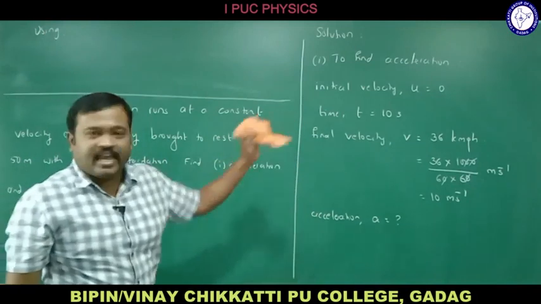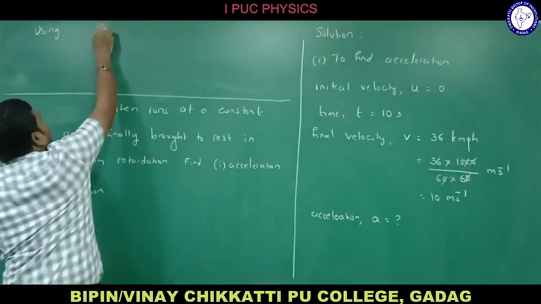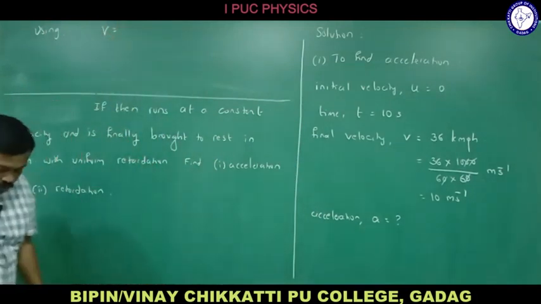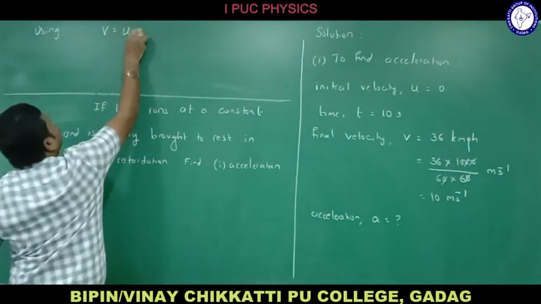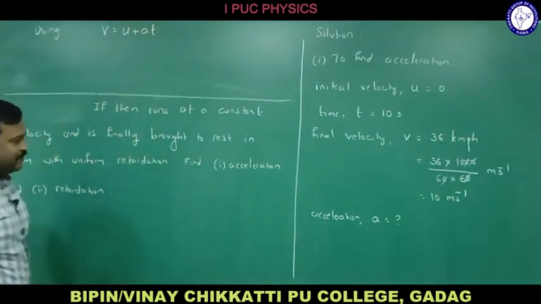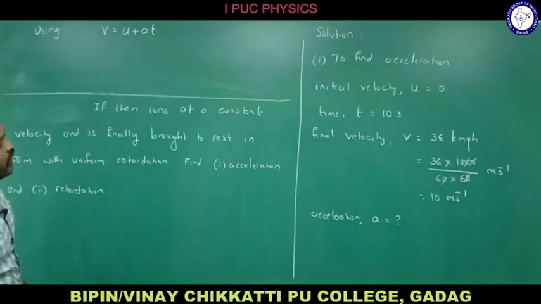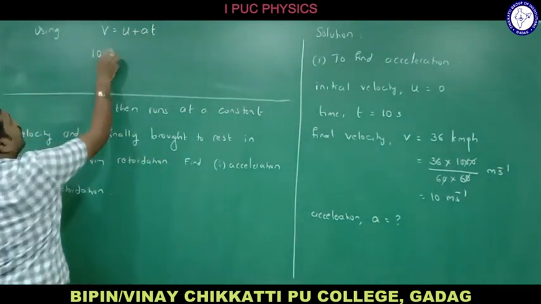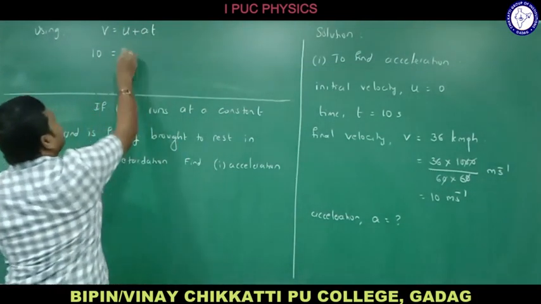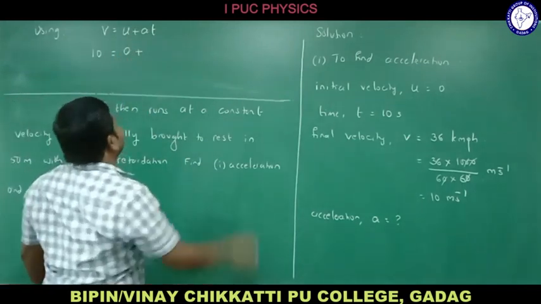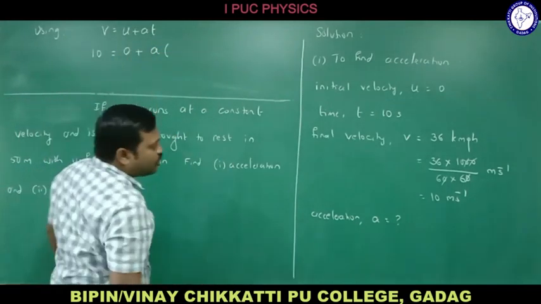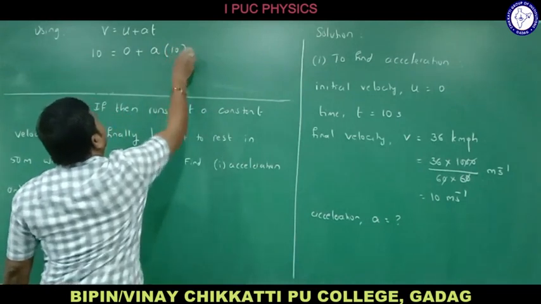Yes. Time is given, so you can use V is equal to U plus AT, right? Okay. Now, what is V? Final velocity 10, right? What is initial velocity? It is 0. Plus what is acceleration? That you need to calculate. What is the time here? 10. Shall I write like this?